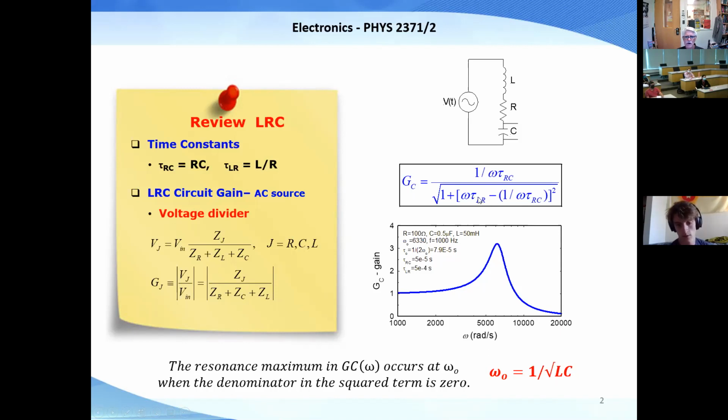This denominator is the smallest when omega tau LR is equal to 1 over omega tau RC. So when this thing in the squared brackets here goes to 0, that's when you get the maximum.